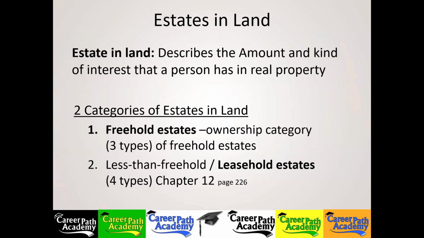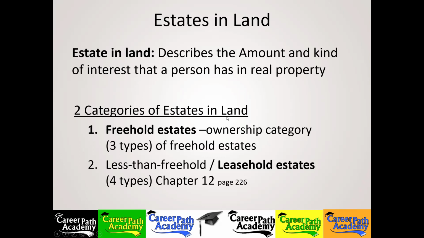So, on the bottom of page 103, an estate in land describes the amount and kind of interest that a person has in real property. I know my definition is a little bit different from what you see in the book because this chapter specifically talks about the category of ownership estates. So its definition says it is the amount and kind of ownership interest. But we also have less than freehold, less than ownership, which would be a leasehold estate. So to be true to the definition of an estate and land, it describes the amount and kind of interest that a person has in real property.